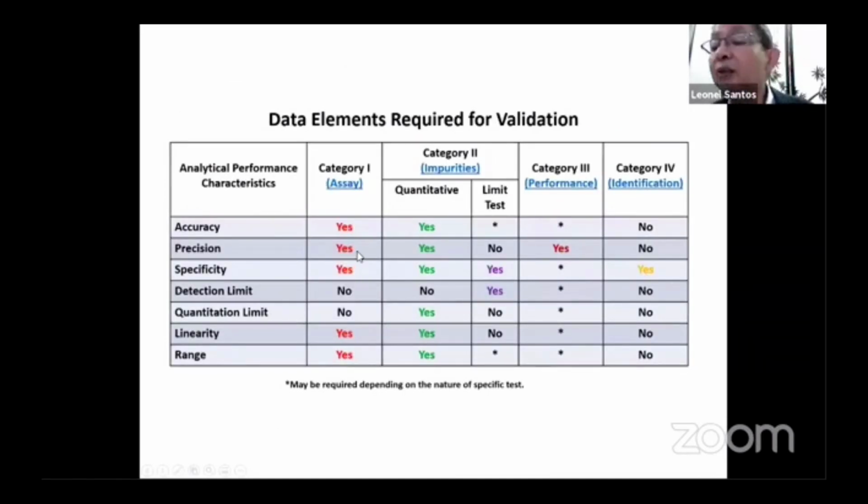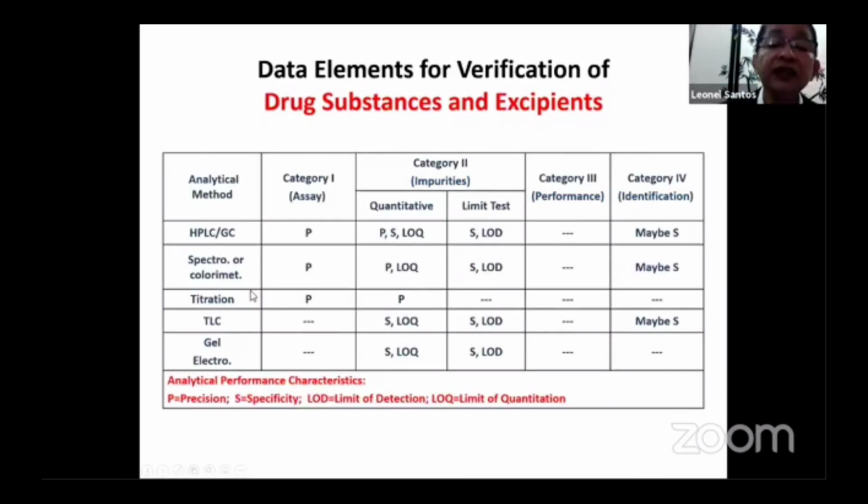This is the table that describes the data elements for validation, and this is the one that I was going to provide you as a recommendation to perform verification. This first slide would be for drug substances and excipients. It would depend on the analytical method that is being used. It is also dependent on the category of tests, whether it's category 1 assay, 2, 3, or 4.